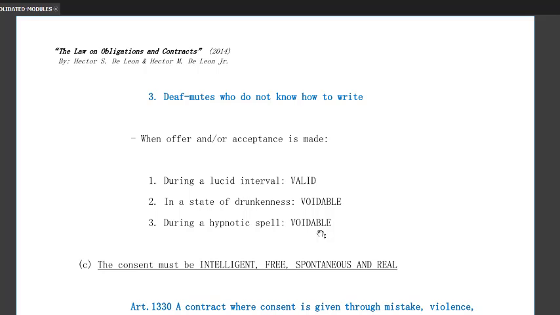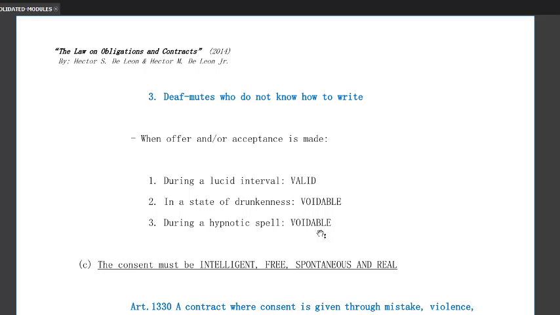It could be that one of the elements of the contract is not present, or there is a problem with the elements of the contract, or there is an issue with vitiation of consent. But when a contract is voidable, it is valid unless it is declared invalid. So, it is subject to ratification. Unless it is challenged, the contract is considered voidable. So, what are those? Is the contract voidable or rescissible?